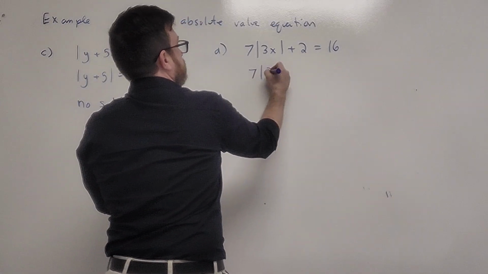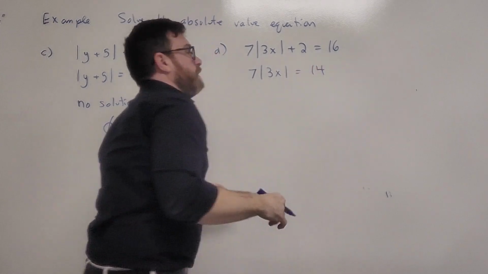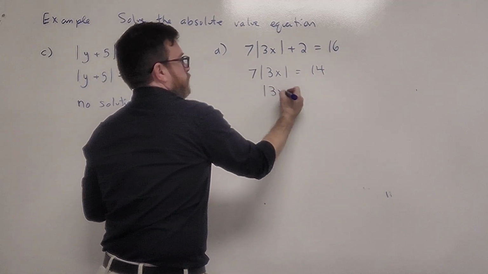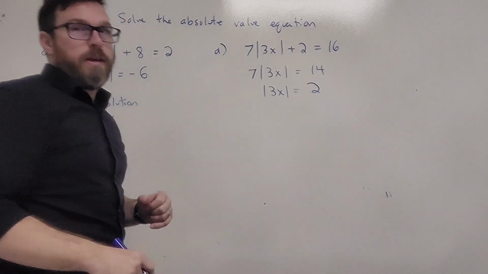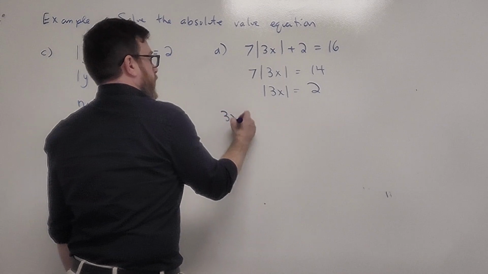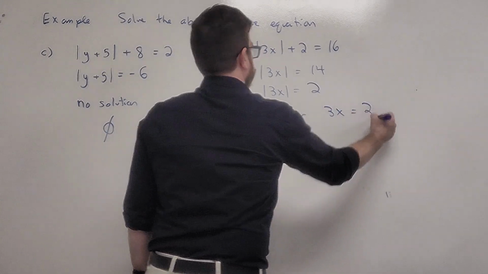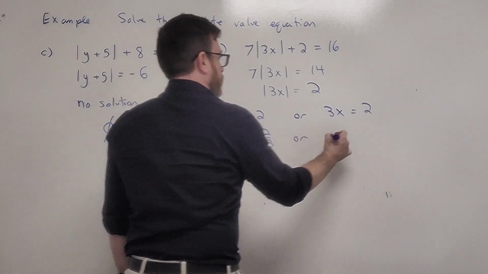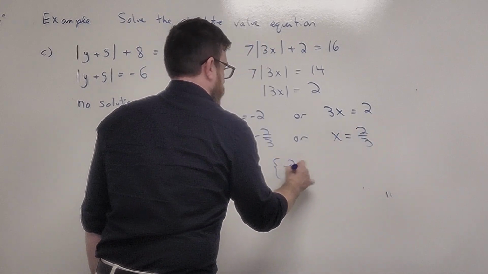So 7 times the absolute value of 3x is equal to 14. Clearly I've created some nice problems here because these are not always divisible. The absolute value of 3x is going to be equal to 14 divided by 7, which is equal to 2. Now, since this is a positive number, I know it's going to have a solution. So what's inside can be negative 2, or what's inside the absolute value could be positive 2. So we'll get x is equal to minus 2/3, or x is equal to 2/3. This is your solution set.